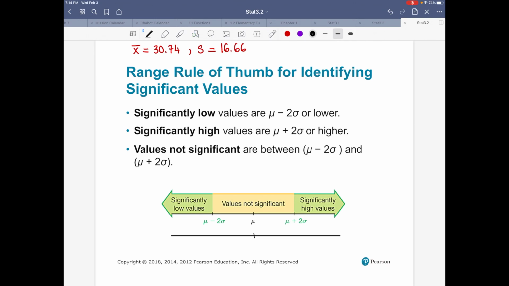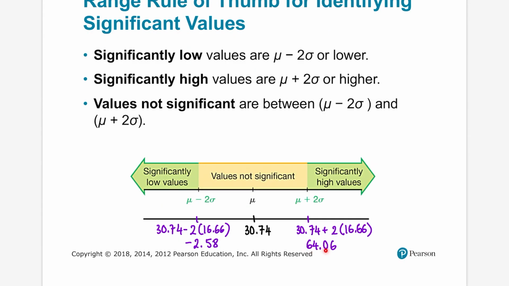I'll have my mean here, which is 30.74. And then I have my mean plus 2 standard deviations. So 30.74 plus 2 times 16.66. And then this number is the mean minus 2 standard deviations. I have 64.06 is the number that is 2 standard deviations above the mean. And the number negative 2.58 is the number that is 2 standard deviations below the mean.